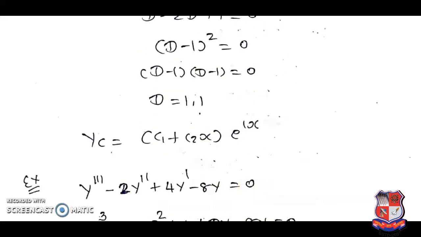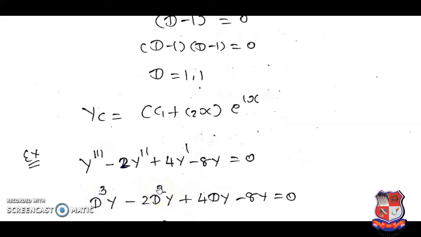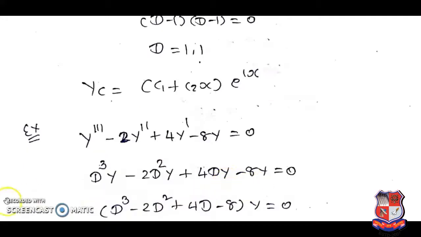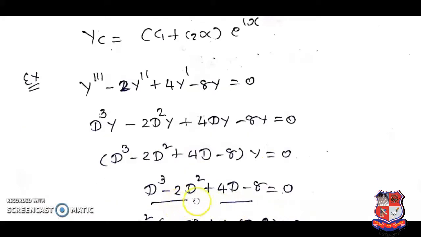Another problem we have to consider is y triple dash (third derivative) minus 2y double dash plus 4y dash minus 8y equal to 0. It's a 4 term equation. So first we have to convert it into higher order form: d cube y minus 2d square y plus 4dy minus 8y. Y we are taking common. So (d cube minus 2d square plus 4d minus 8) y equal to 0, that is d cube minus 2d square plus 4d minus 8 equal to 0.